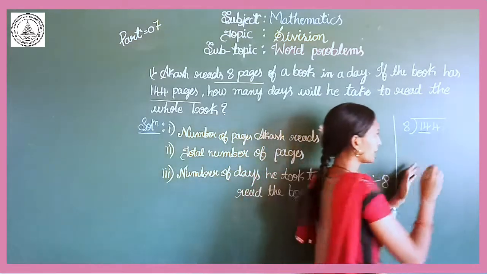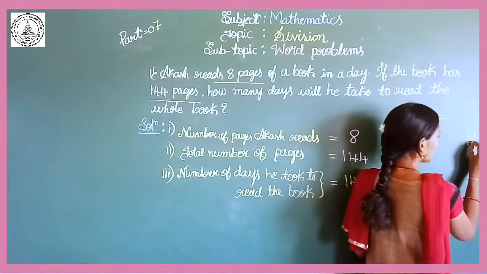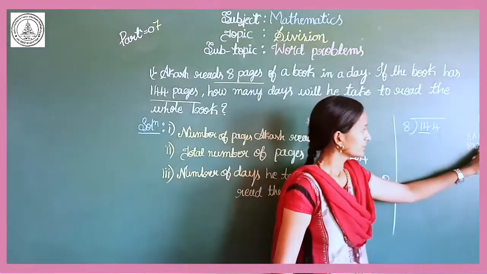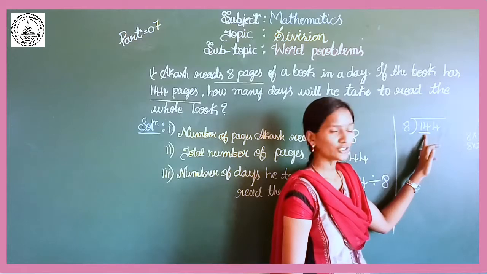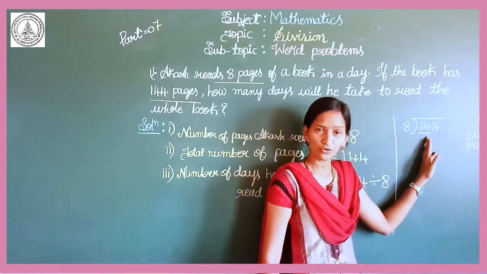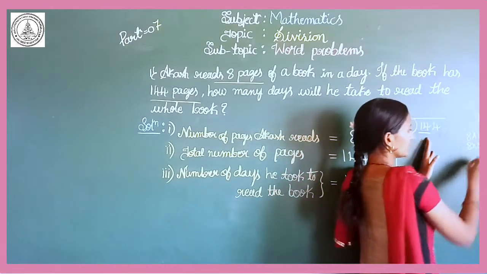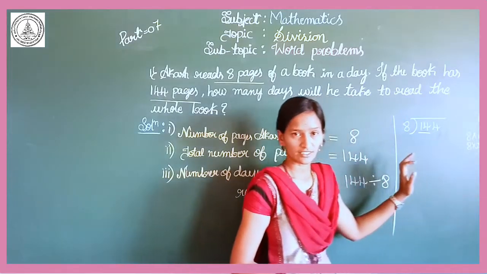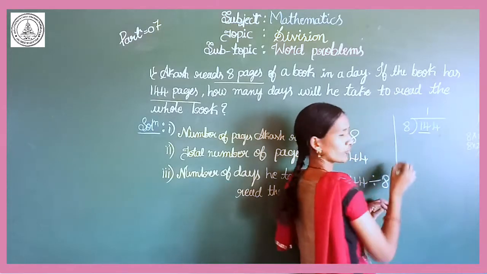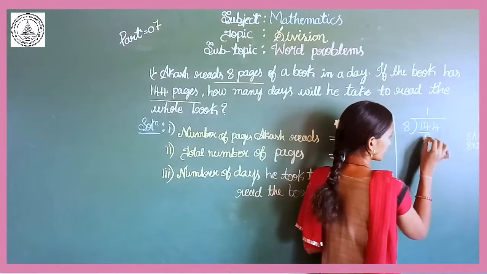Yes, in the table of 8, 8 1s are 8, right? So 8 2s are 16, right? So here 8 is a small number compared to this 14. But this 16 is a big number compared to this 14. So I am taking this one. Don't take this 16, right? So 8 1s are 8. So write down this one above this 14. 8 1s are 8. So write down here 8.